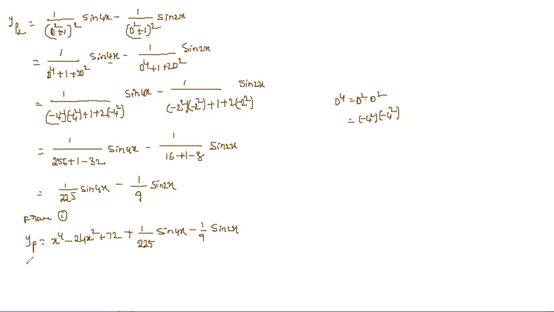This is the final yp. So therefore the complete solution is y is equal to yc, what we got, plus yp. Y is equal to yc plus yp.